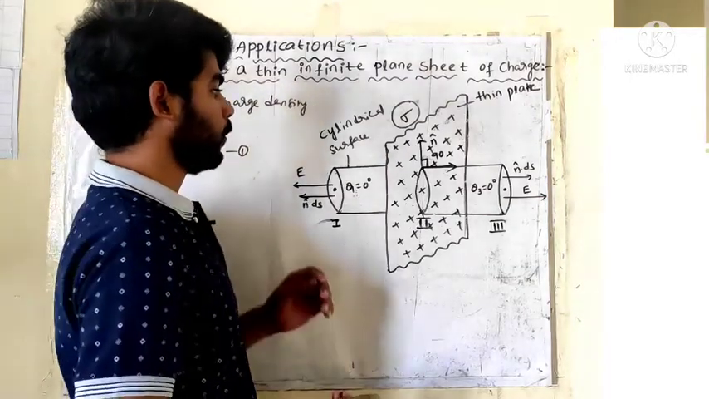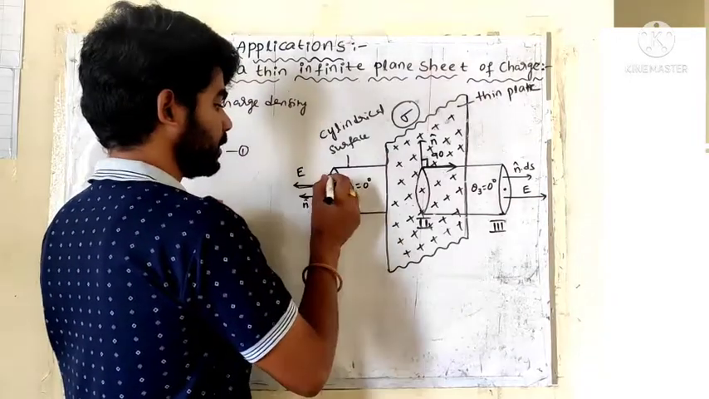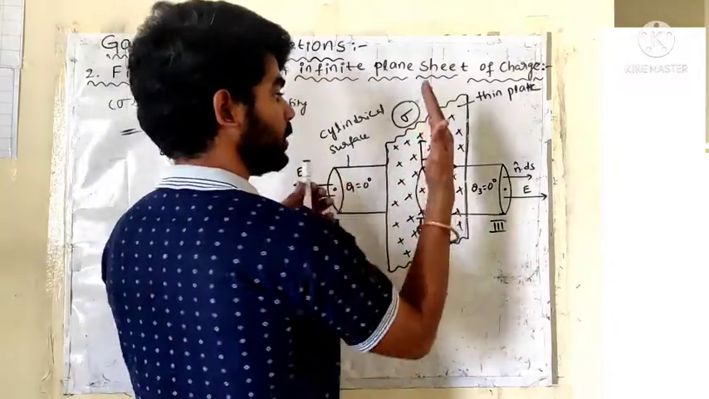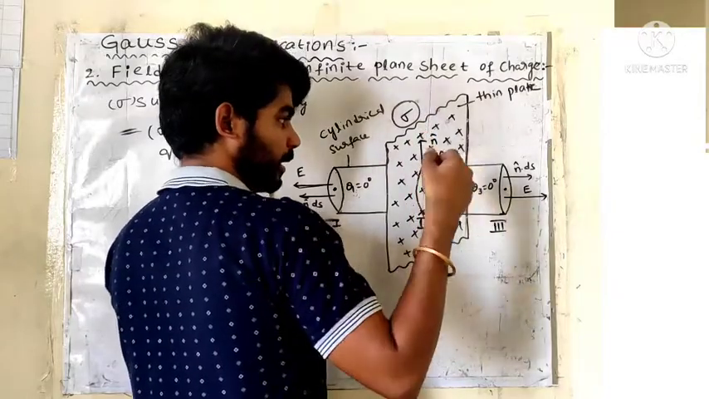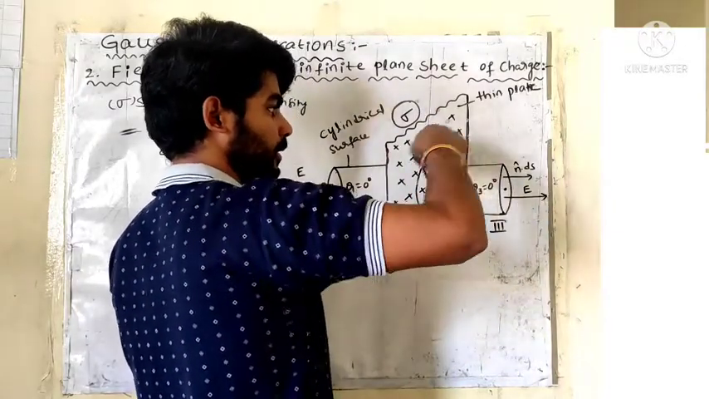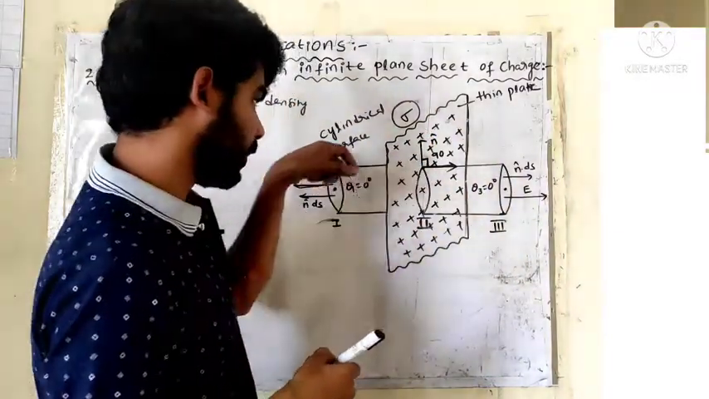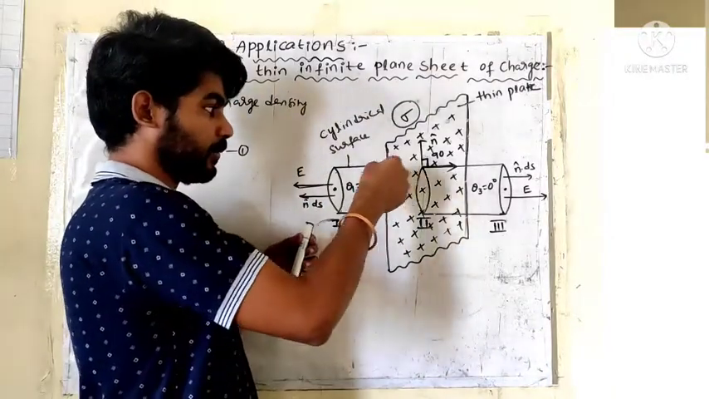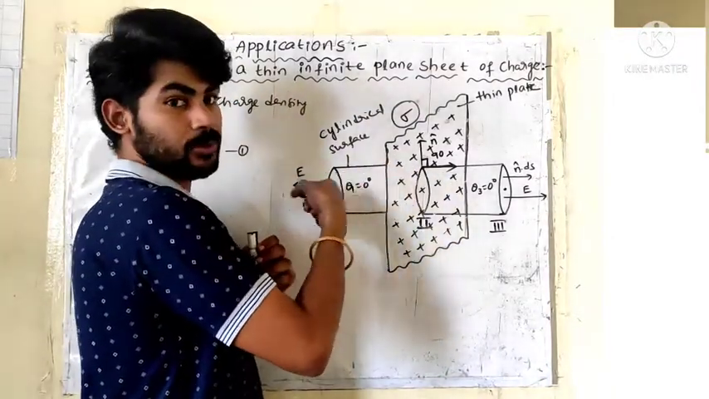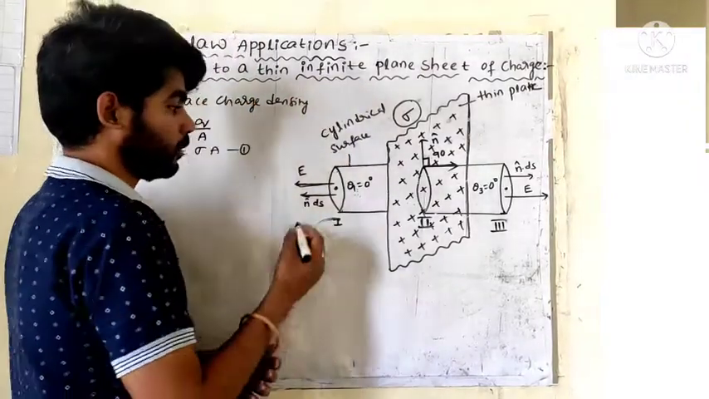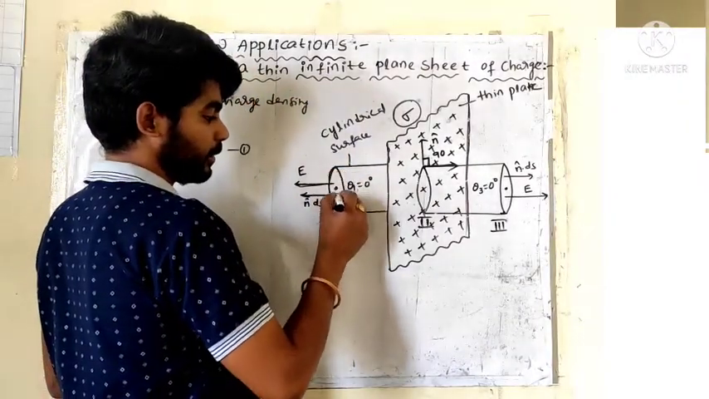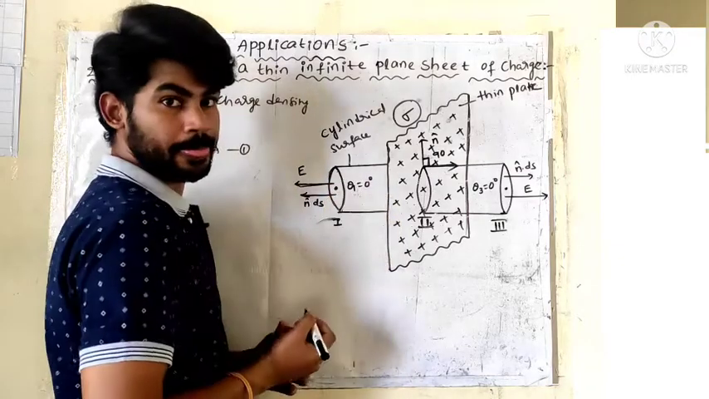Now the electric field lines are passing through this side, because we are placing the thin plate perpendicularly like this. The Gaussian cylindrical surface is acting in the perpendicular direction. That's why the electric field lines are passing only on this side and that side, the opposite side. So now from region 1, this is a very small area.